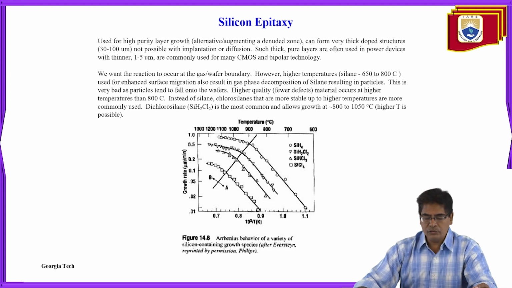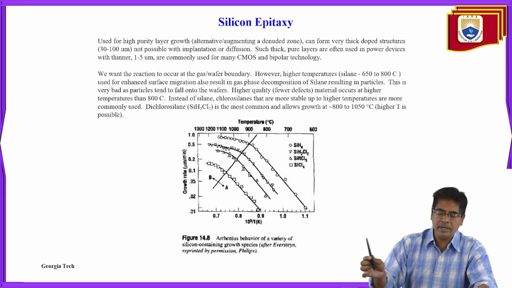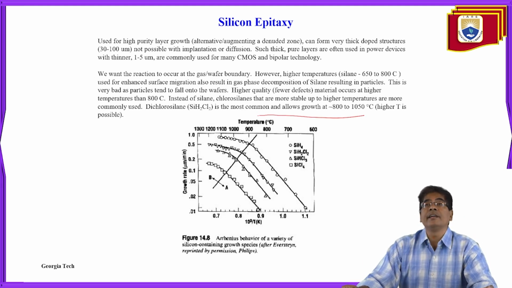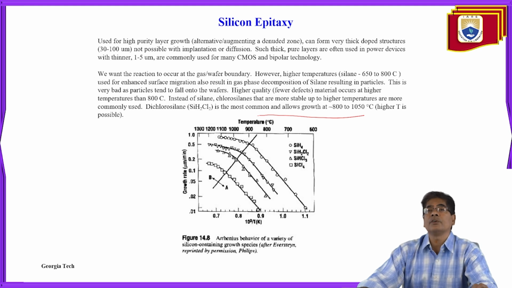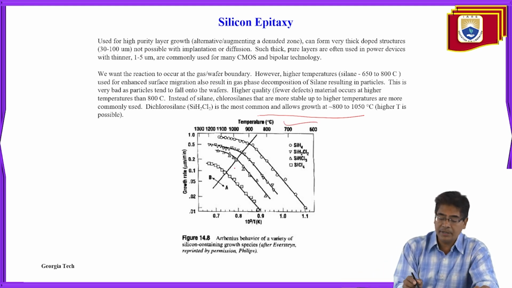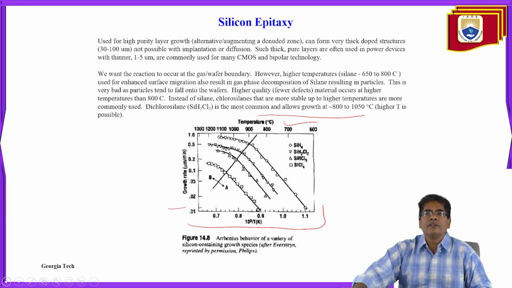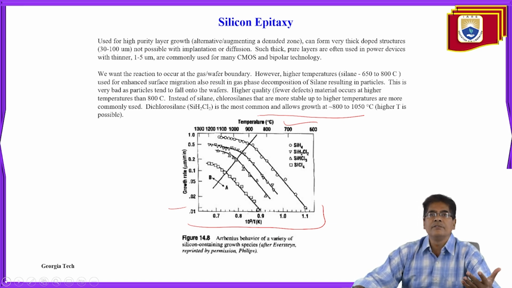Instead of silane, we can use chlorosilanes that are more stable up to higher temperatures and are more commonly used. Dichlorosilane, that is SiH2Cl2, is the most common and allows growth at approximately 800 to 1050 degrees centigrade. Higher temperature is possible. Here we can see the temperature variation, the Arrhenius plot, showing the behavior of this particular material for different temperatures.